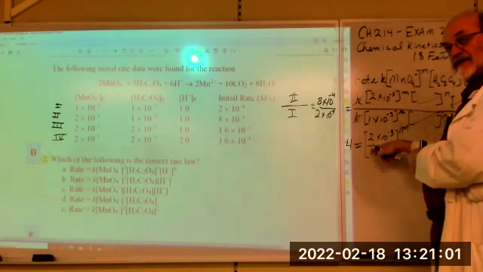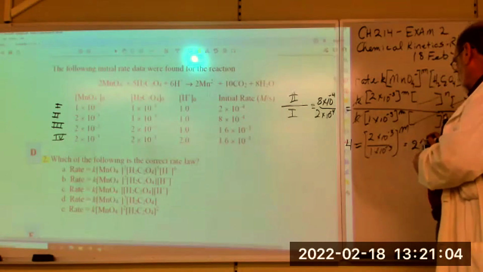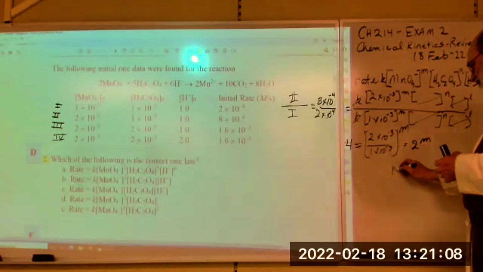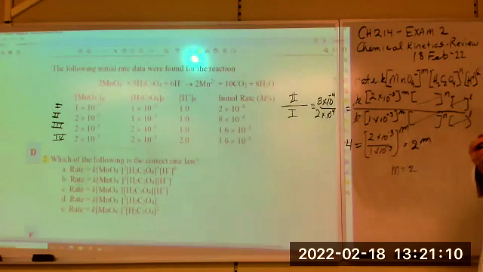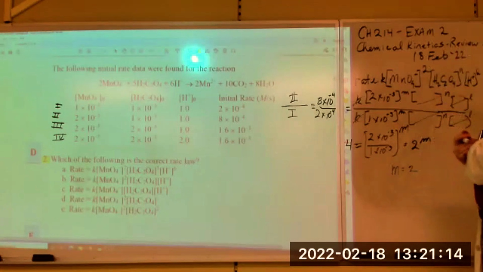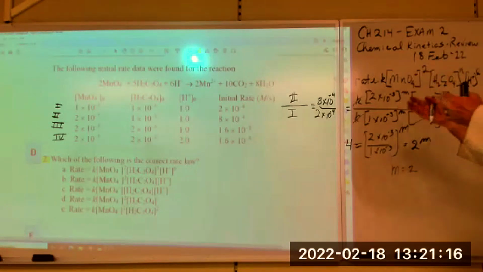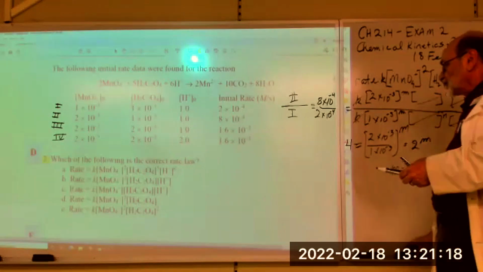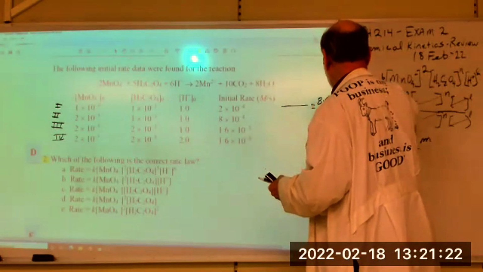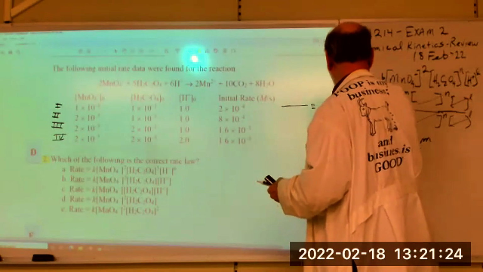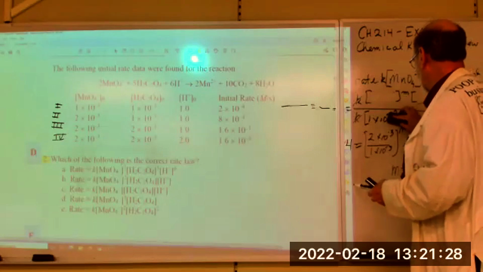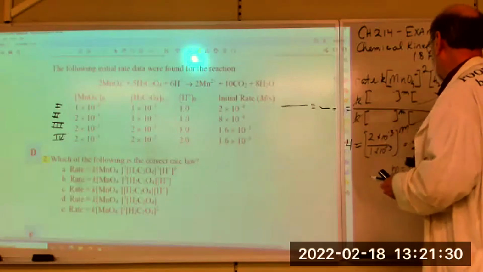But this is 2, right? That's equal to the m power. So what does the m have to be? The m has to be equal to 2. So now we know what this one is. Okay, we just do that for each one of them. Okay, so I can leave that one and that one.